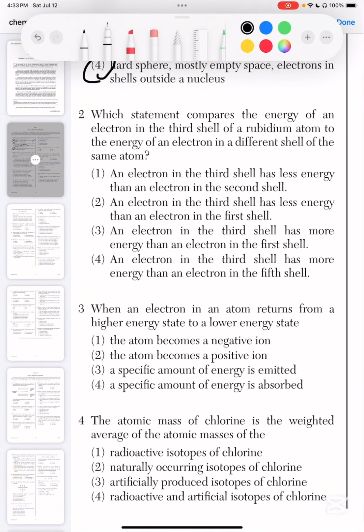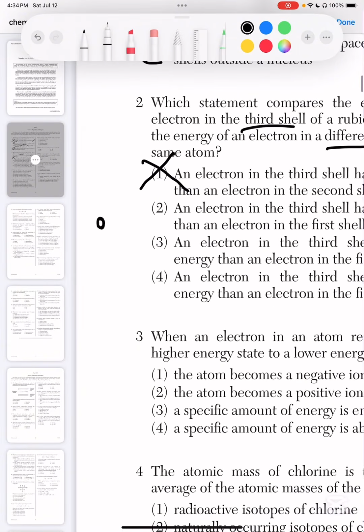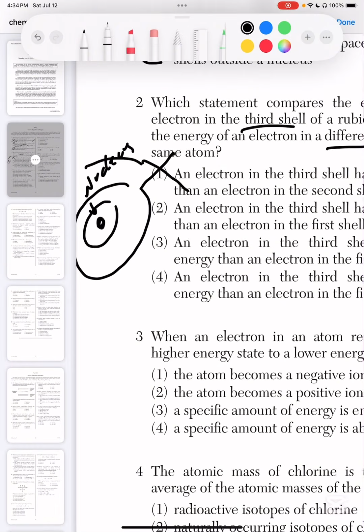And then which statement compares the energy of an electron in the third shell to a different shell in the same atom? So electron in the third shell has, that's not true. One electron, this is the nucleus. Then electron shells. The farther away, more energy, because it's feeling less of an attraction to the nucleus, which is positively charged, right?